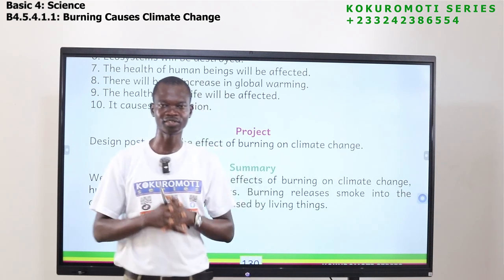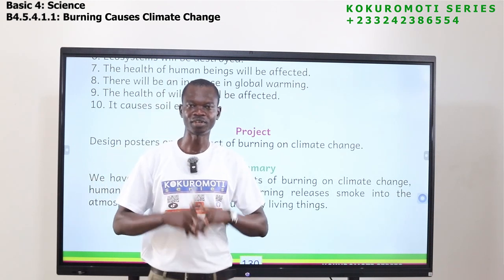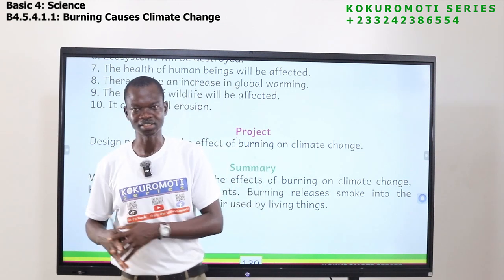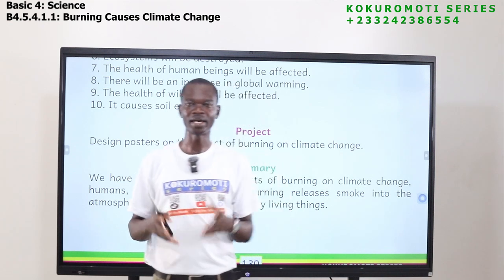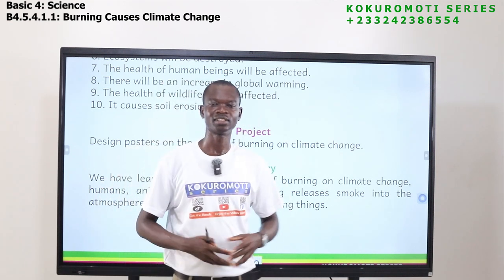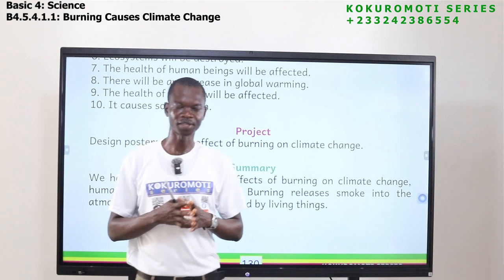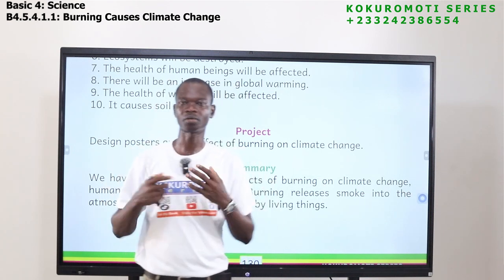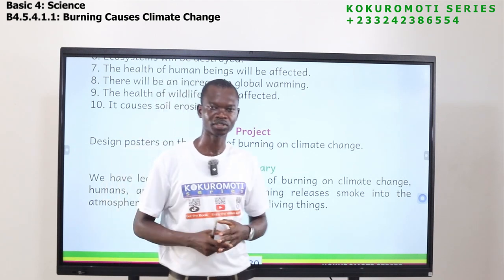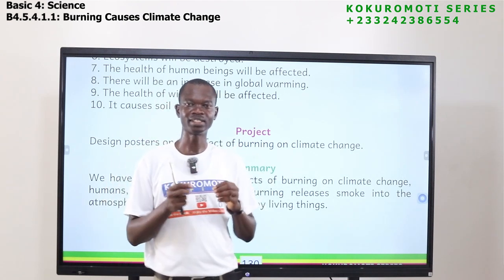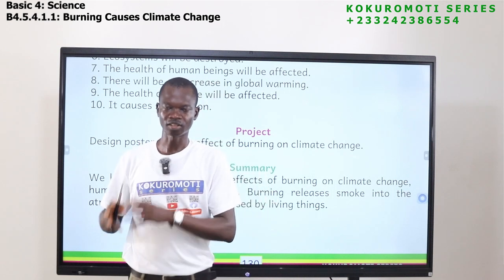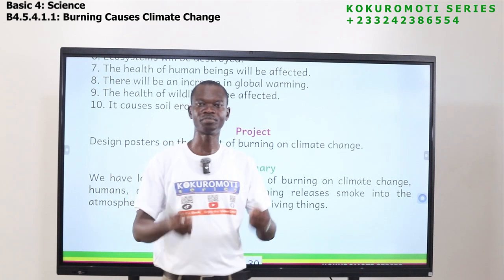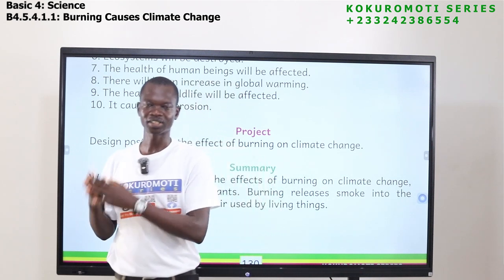Okay, today what have we learned? We have learned about burning. We have seen that industries, farming communities, even in the house, we burn things. When things are burnt, smoke comes out and goes into the atmosphere. The smoke contains some chemicals, some substances, some elements, some compounds. These compounds pollute the air, or make the air unhealthy to use by human beings. So when you breathe in, we will fall sick.